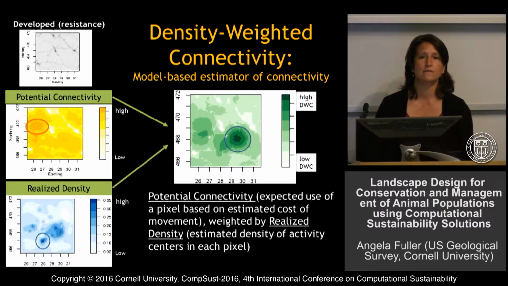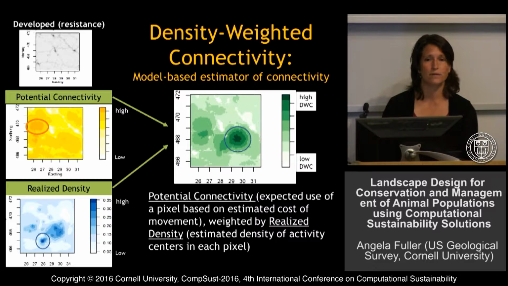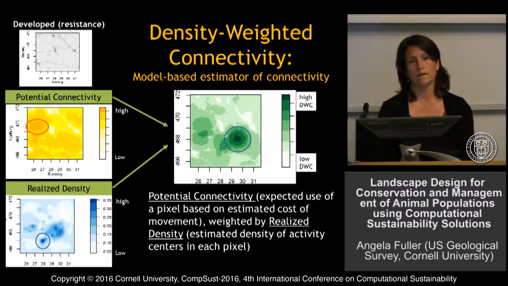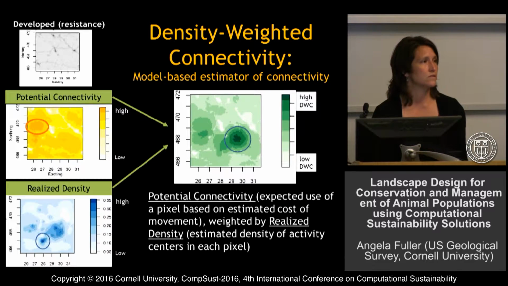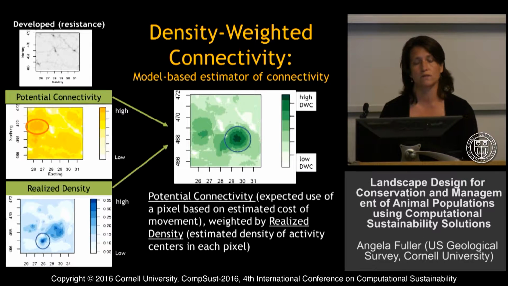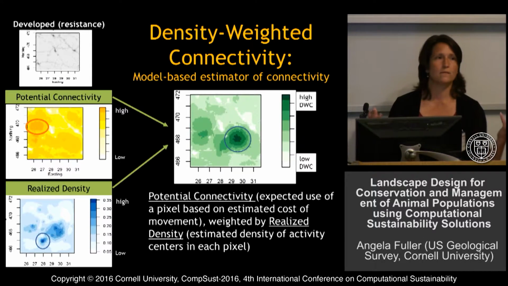And we can use this estimator and derive two different estimators of landscape connectivity. One is potential connectivity, and the second is density-weighted connectivity. So if we look at the top slide here, this is a resistance surface. It could be anything, but here I've just described areas that have high development. So areas that have high development are darker shades of gray.